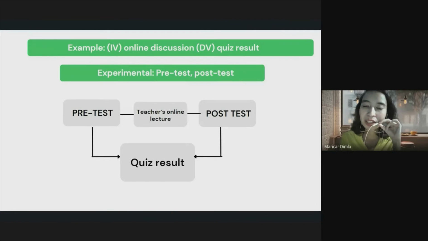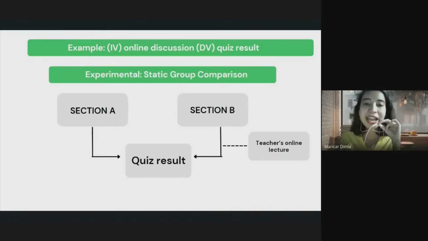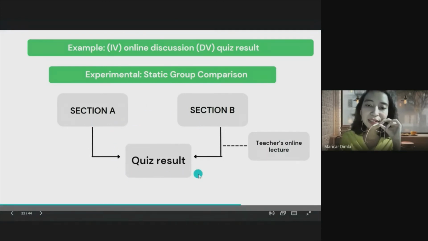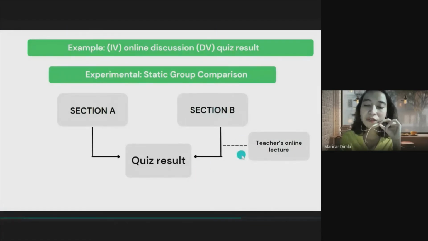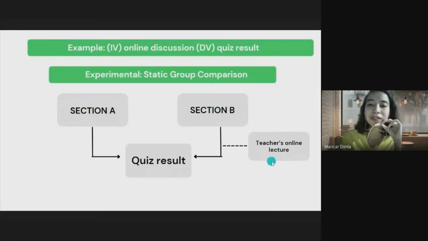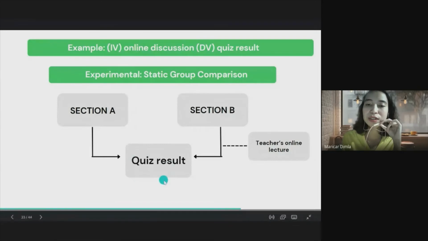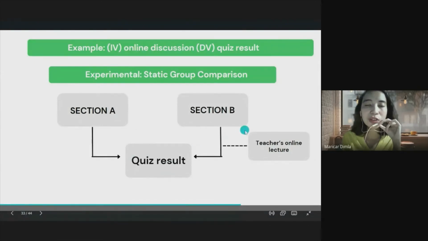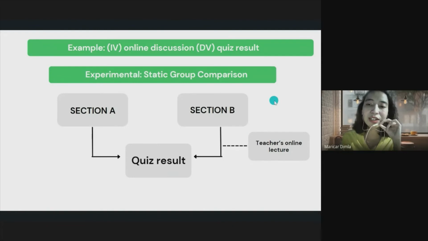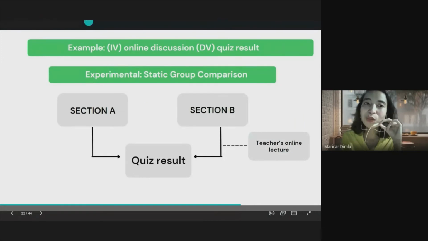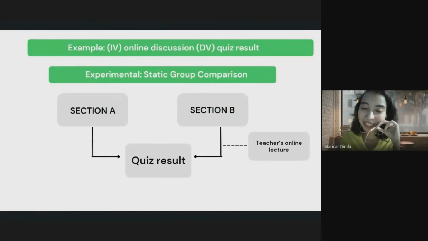Okay? Alright. So class, we have here naman experimental static group comparison. Present pa rin class, section A and section B. Pareho silang nag-quiz, but section B received a treatment, a discussion from their subject teacher. And then section A, wala. Diretso with the quiz. So class, again, with the same set of IV and DV, iba pa rin yung magiging result depending on what research method you'll be utilizing.